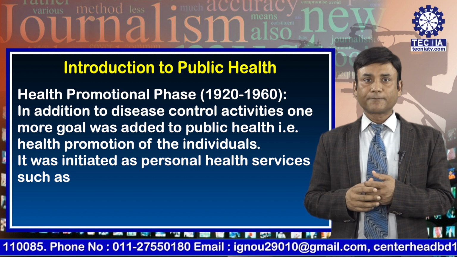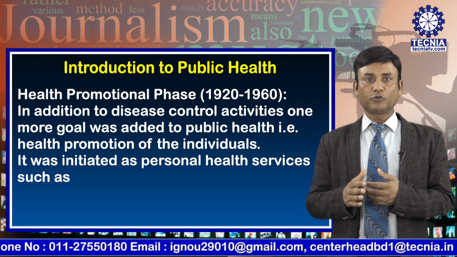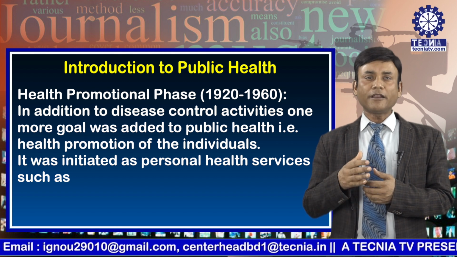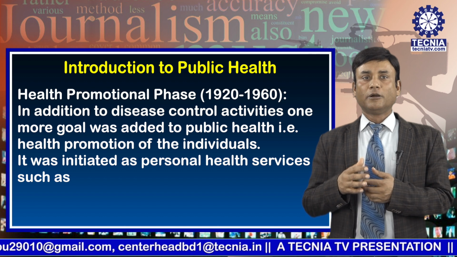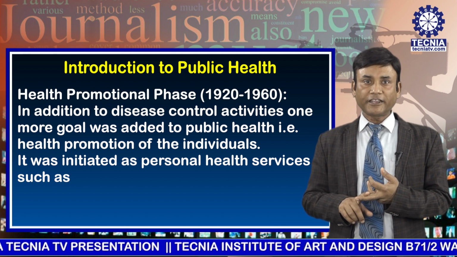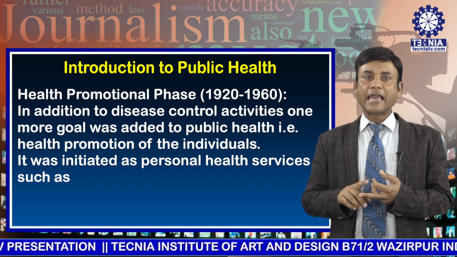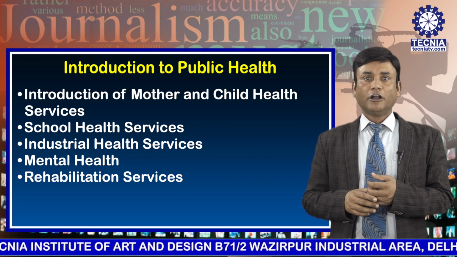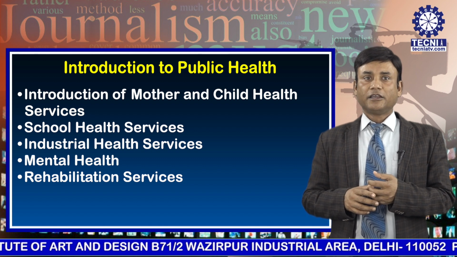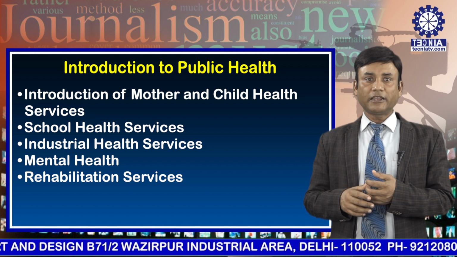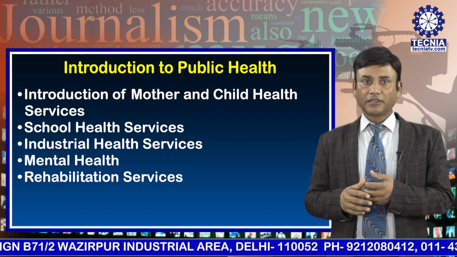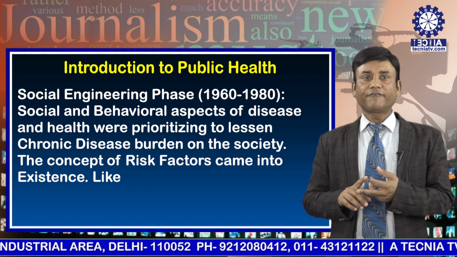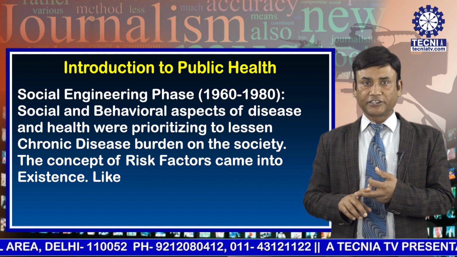And the second phase is the health promotion phase, 1920 to 1960. In addition to disease control activities, one more goal was added to public health, that is health promotion of the individuals. It was initiated as personal health services such as introduction of mother and child health services, school health services, industrial health services, mental health, rehabilitation services. And the third phase, social engineering phase, 1960 to 1980s.